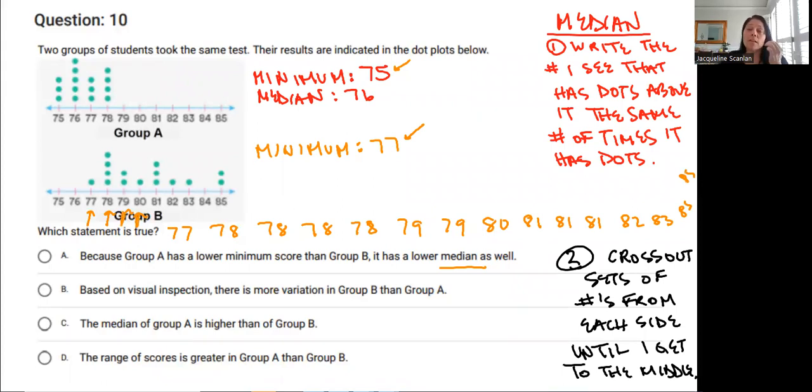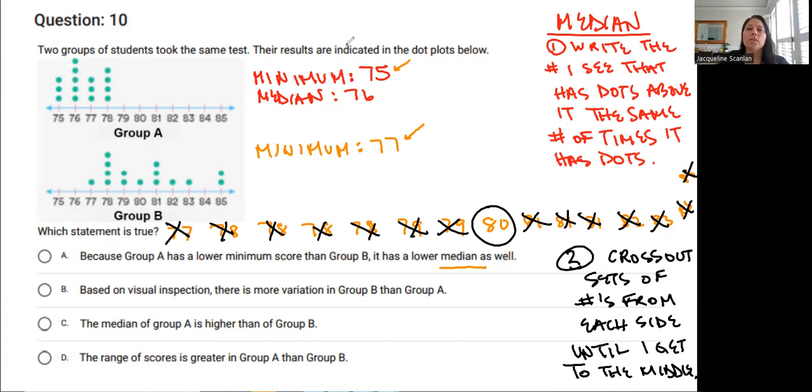Okay, so I've got my data set again. I'm going to count how many data points there are, make sure I didn't miss anything. 1, 2, 3, 4, 5, 6, 7, 8, 9, 10, 11, 12, 13, 14, 15. I have 15 data points here. Let's make sure I have 15 numbers listed. 1, 2, 3, 4, 5, 6, 7, 8, 9, 10, 11, 12, 13, 14, 15. Okay, so I've got all my data points. I'm now going to eliminate 2 at a time from the outside in until I get to my middle number. So my middle number is 80.